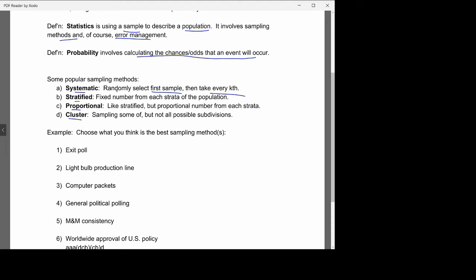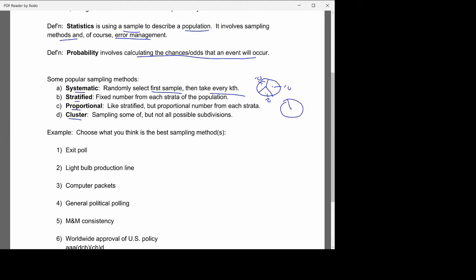A stratified sample is where, if you picture a population of people, you split them by something, like where they physically live. You might have the rich, the middle, and the poor, and you might say, well, I'm going to take a fixed number. I'm going to take 10 out of each. My sample size will be 30, but that way I make sure I count everybody.